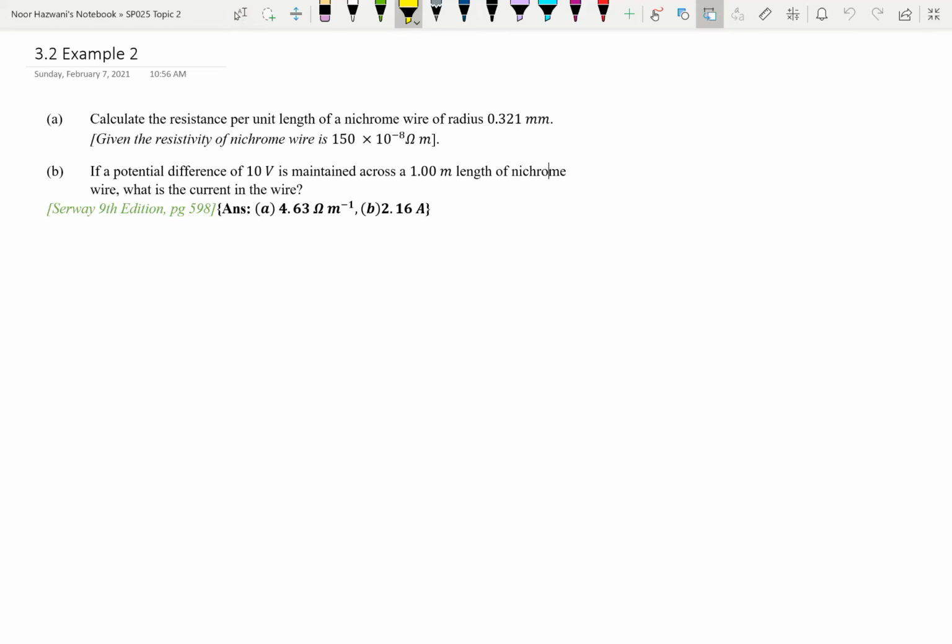So for part A, calculate the resistance per unit length of a nichrome wire of radius 0.321 millimeter, given the resistivity is 150 times 10 power of negative 8. Okay, so for part A it's asking for R per L, because it wants the resistance per unit length. And for part B, if a potential difference of 10 is maintained across 1 meter length, what is the current? So part B is asking for current. Okay, so we start with part A first.